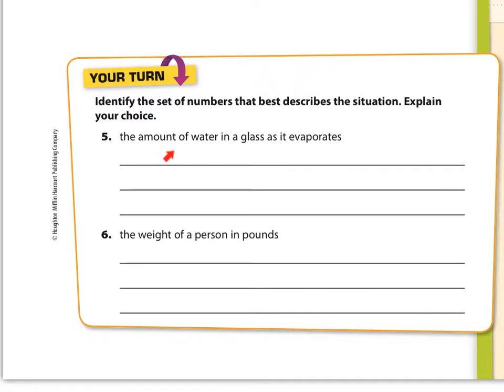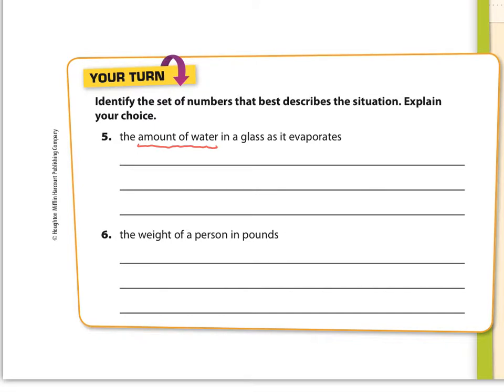So number 5, the amount of water in a glass as it evaporates. So the amount of water, we want to think about what kind of number I am going to see here. We can measure this in things like ounces, right? Cubic inches, so anything that represents like a volume, the amount of space that it's taking up. So could that be a whole number? Could I have, let's say, 5 ounces left? Yeah, I could.